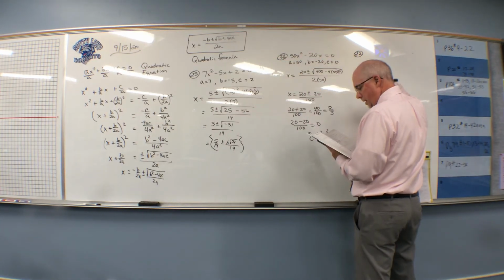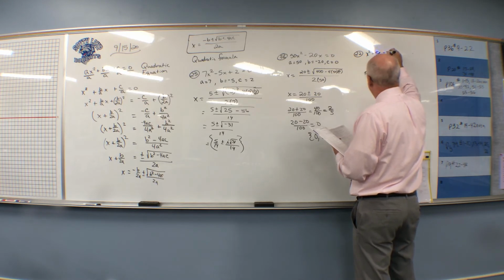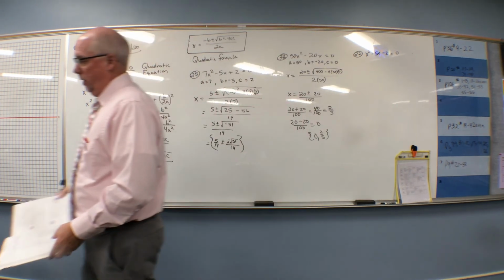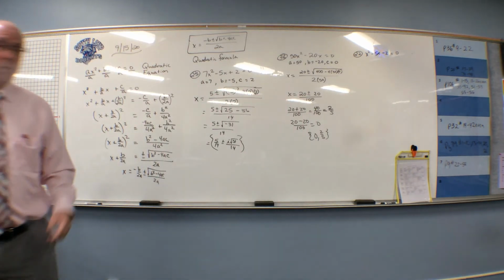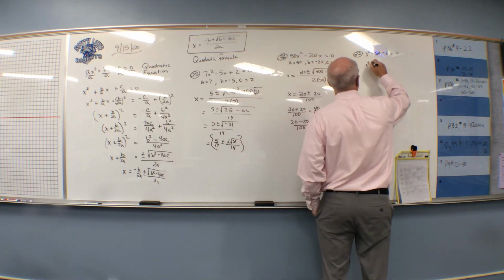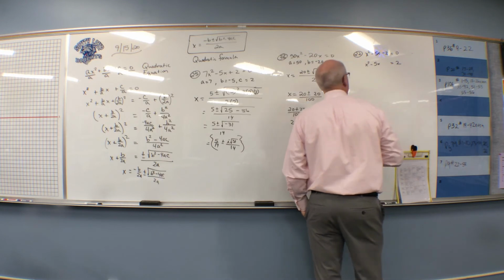Yep. 22 says x squared minus 5x minus 2 equals 0. Okay, the nice thing about this is a is what? 1. A is 1. Okay, so we're just going to move the 2 over. So I have x squared minus 5x equals 2. What do I add to both sides?